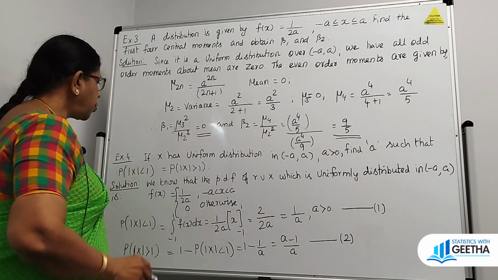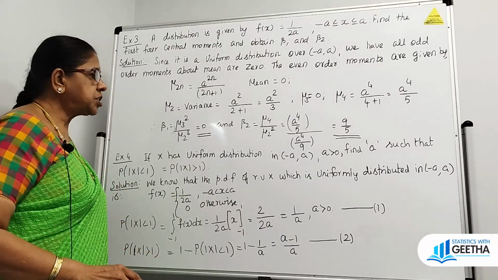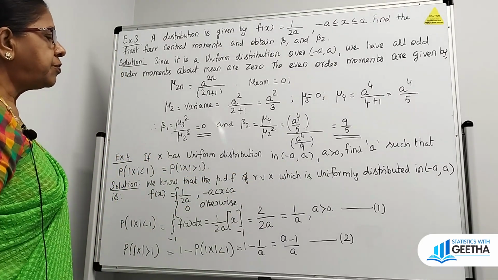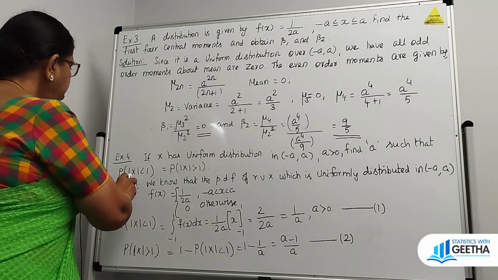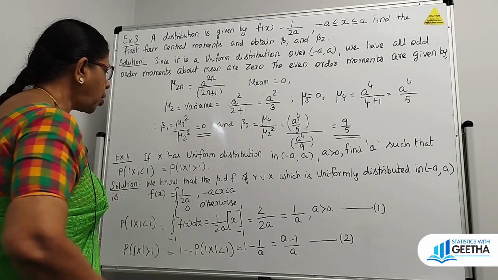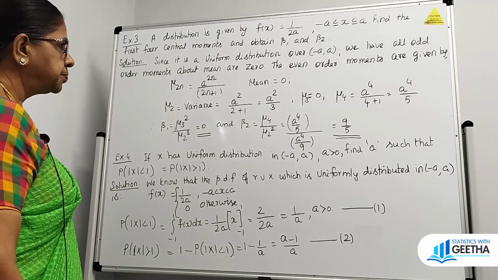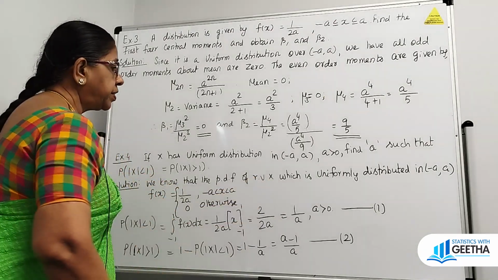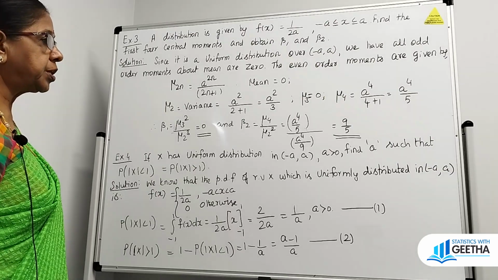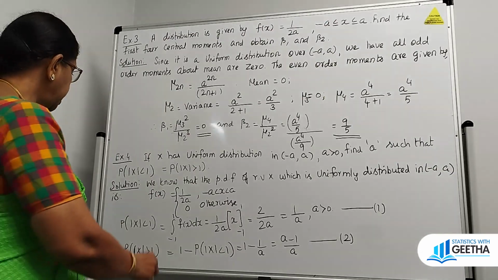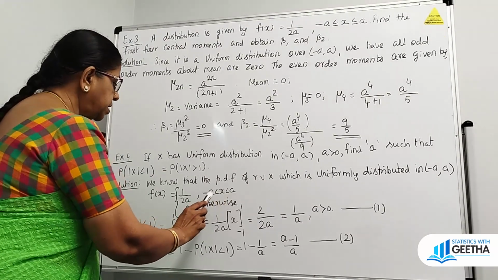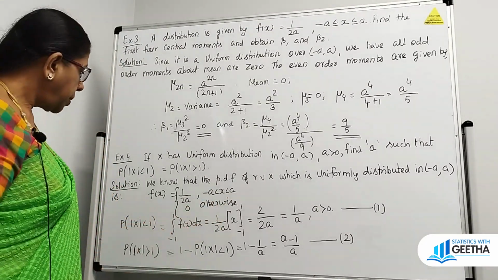அடுத்தது எக்ஸசைஸ் நம்பர் 4. If x has uniform distribution in the interval minus a comma a where a greater than 0, find a such that probability of mod x less than 1 equal to probability of mod x greater than 1. Solution பாருங்க. We know that the PDF of the random variable x which is uniformly distributed in the interval minus a comma a is f of x equal to 1 by 2a where minus a less than x less than a, 0 otherwise. இதான் அதோட PDF.